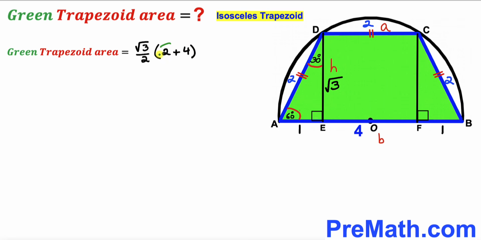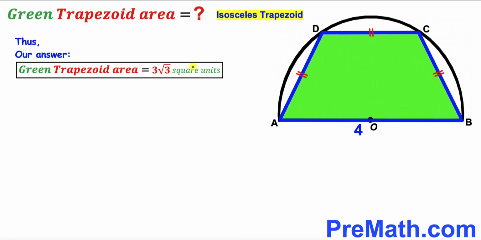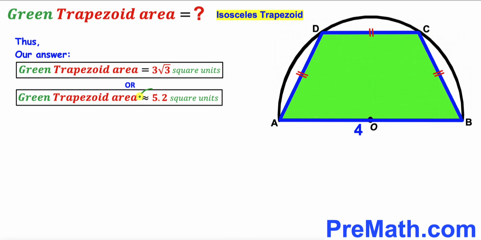And now we can see 2 plus 4 is going to give us 6. And if we simplify, that is going to give us 3 times the square root of 3 square units, the area of this green shaded trapezoid. So thus after all the calculations and manipulations, the area of this green shaded trapezoid turns out to be 3 times square root of 3 square units. And that's going to be approximately equal to 5.2 square units as well.